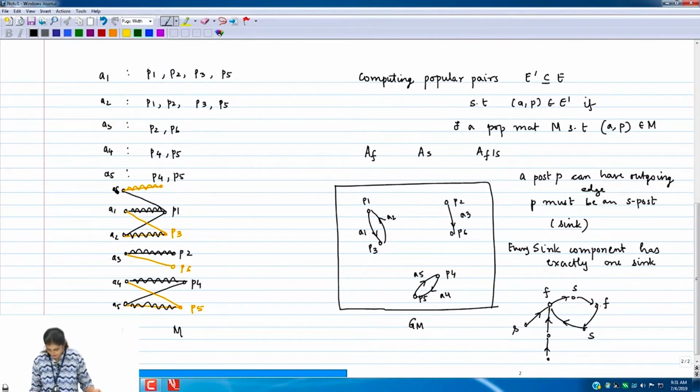Also note that I cannot draw anything outside of this. I can again draw something incoming to this. Maybe there is also incoming to this, but I cannot draw anything outgoing from this cycle vertex, right? So therefore, every vertex participates in at most one cycle. The vertex, in the sense, the post, belongs to either a cycle component or a sink component. Any questions about this?